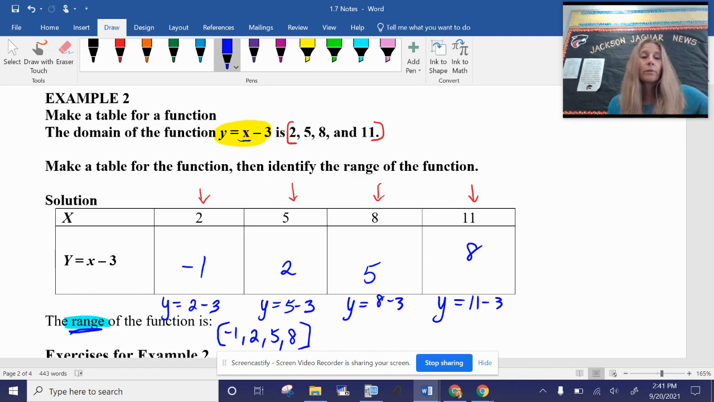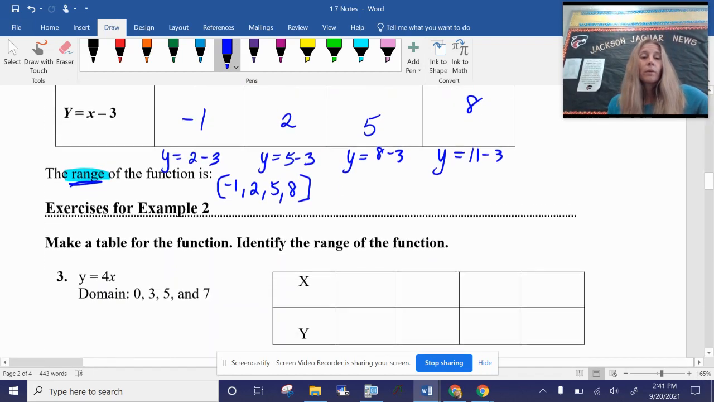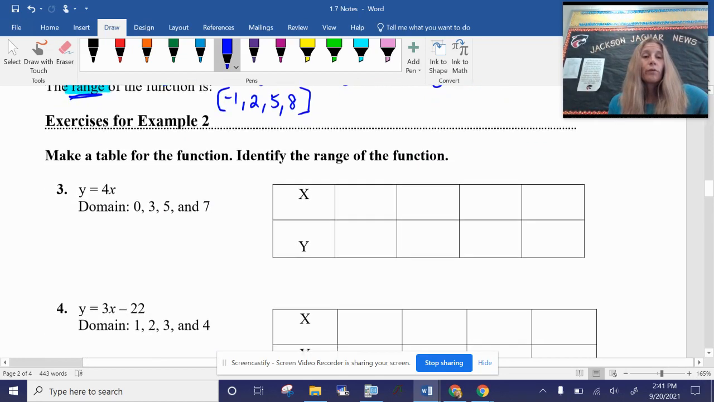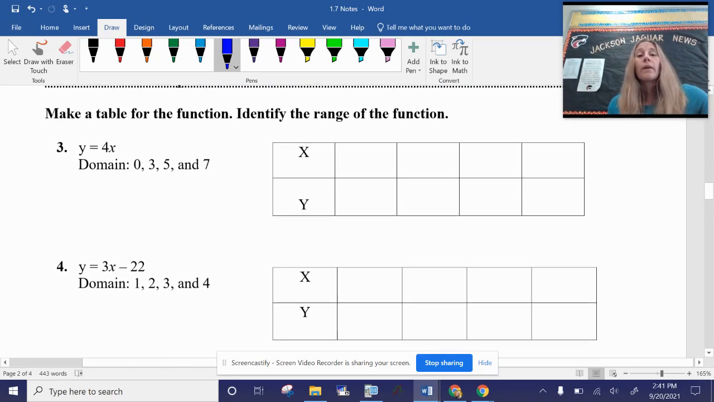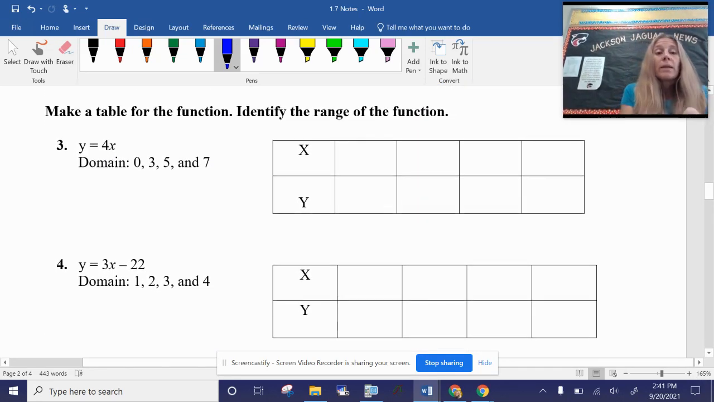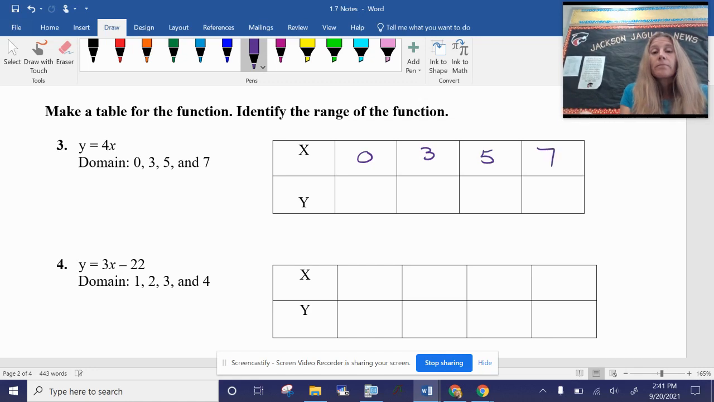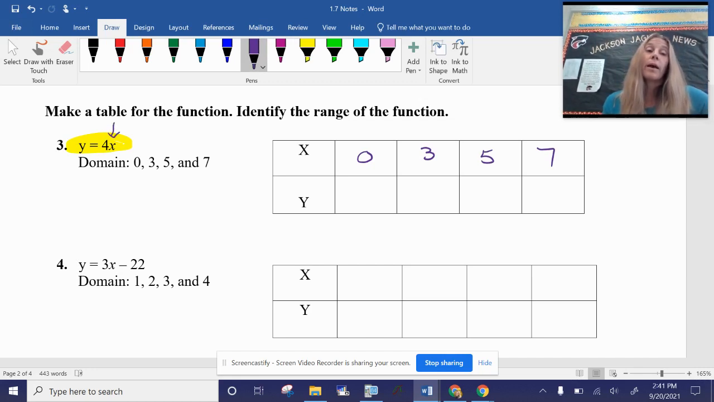So let's try a couple of those. So now we're going to make a table for these functions, and then we'll identify the range as well. So the domain is already given to us. So once again, I'm just going to go ahead and put those numbers in my chart, 0, 3, 5, and 7. And then I'm going to substitute those inputs into my function where the x is and find my outputs.